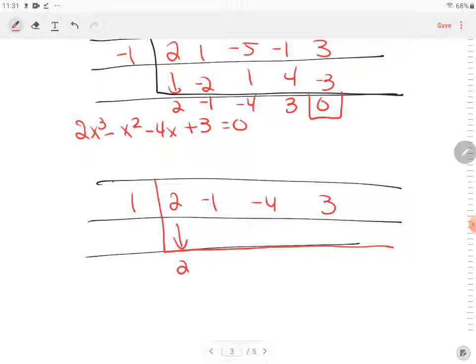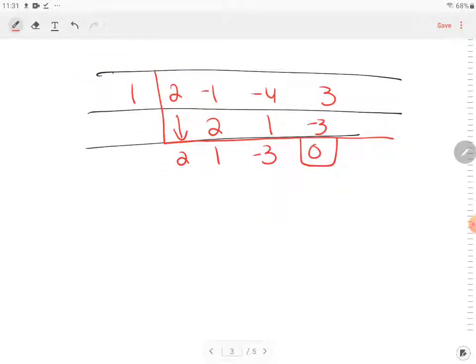Bring your 2 down. 1 times 2 is 2. Add down. Get 1. 1 times 1 is 1. Add down. Negative 3. 1 times negative 3 is negative 3, and you get your 0. This leaves us with a quadratic: 2x squared plus x minus 3.